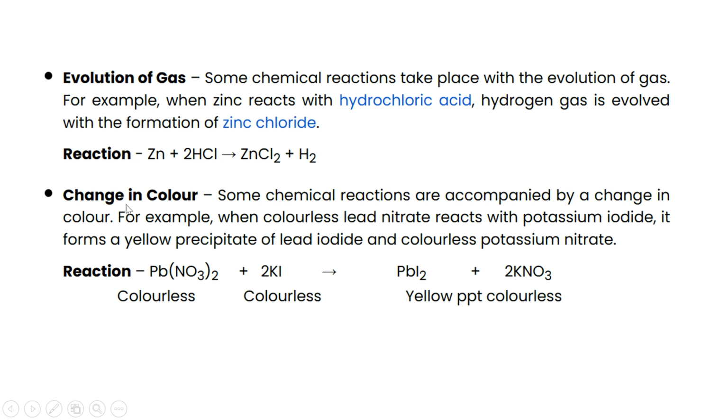Change in color. We saw this reaction. Lead nitrate reacts with potassium iodide. Lead nitrate and potassium iodide solutions are colorless. So when you mix these two solutions, we get a colored precipitate. PbI2 is called lead iodide.